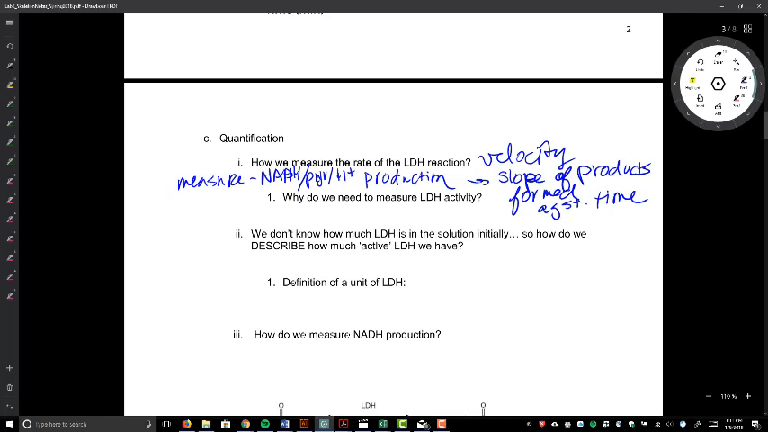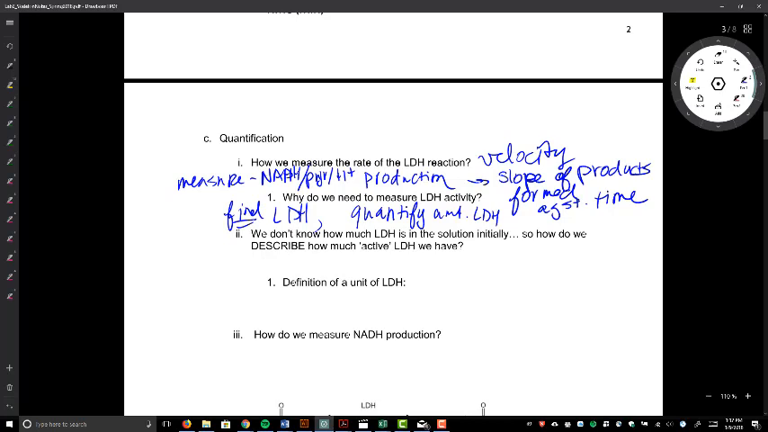And so we need to measure LDH activity. Yes, we can measure the reaction velocity and see if it's where it should be, but we can also use the LDH activity to find LDH. And that's going to be really important during our purification process. So if one sample has activity and another doesn't, we know which one contains LDH. But we can also use it to quantify the amount of LDH in a sample.